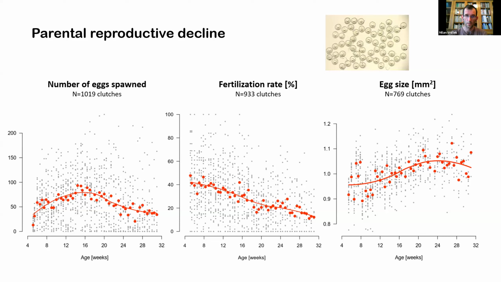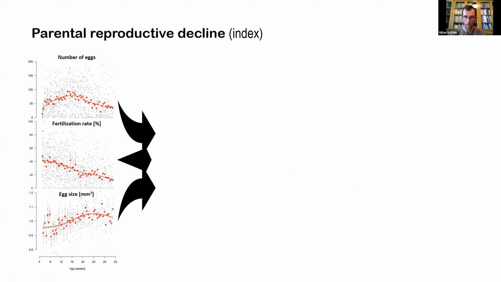For the reproductive traits, you can see that in all three traits that we monitored, there is a trend to decline with age. Because the females grew throughout their life, they initially increased their fecundity, but towards the end of life you can see that the number of eggs is going down. The proportion of fertilized eggs is steadily declining, and with egg size, there is kind of a plateau, but towards the end there's also an apparent decline.